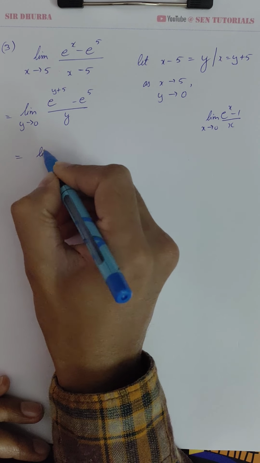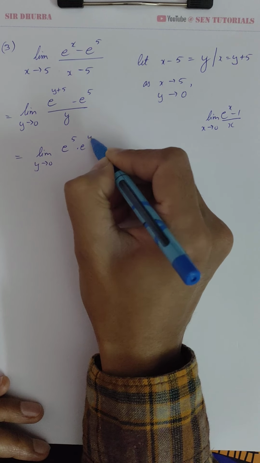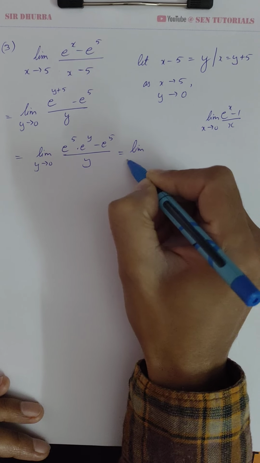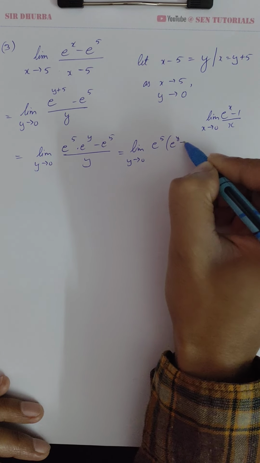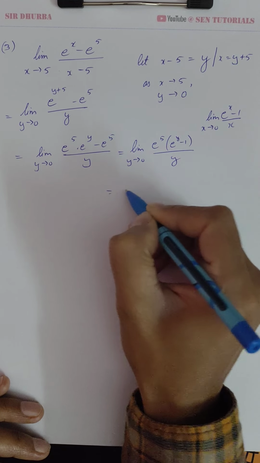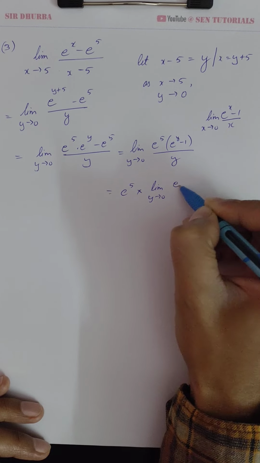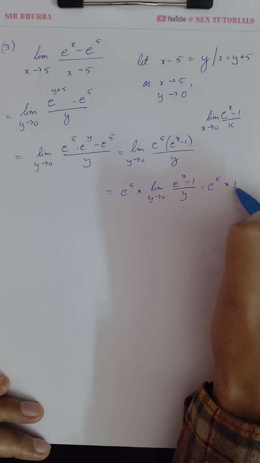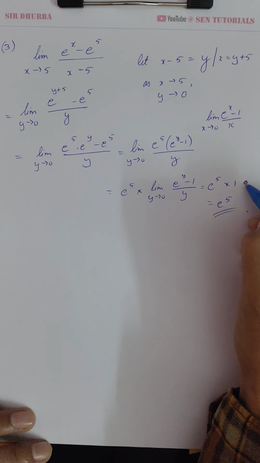So just like the previous question, e power 5 into e power y minus e power 5 divided by y. So limit as y tends to 0, e power 5 taking common, e power y minus 1 divided by y. So e power 5 taking it outside, limit as y tends to 0 of e power y minus 1 divided by y. So that is e power 5 into 1, that is e power 5.